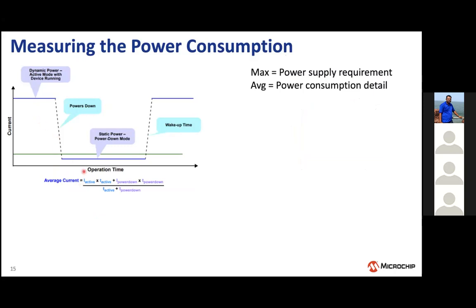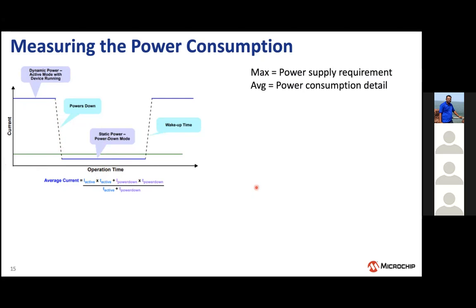So how do I get the average of this graph? I have to multiply the time by the amplitude of this current, and add the down level current, that's nothing but the static power or the sleep power, multiplied by its time. Then I'm going to divide that by the total time, which is the active time as well as the power down time. That's going to give me the average.